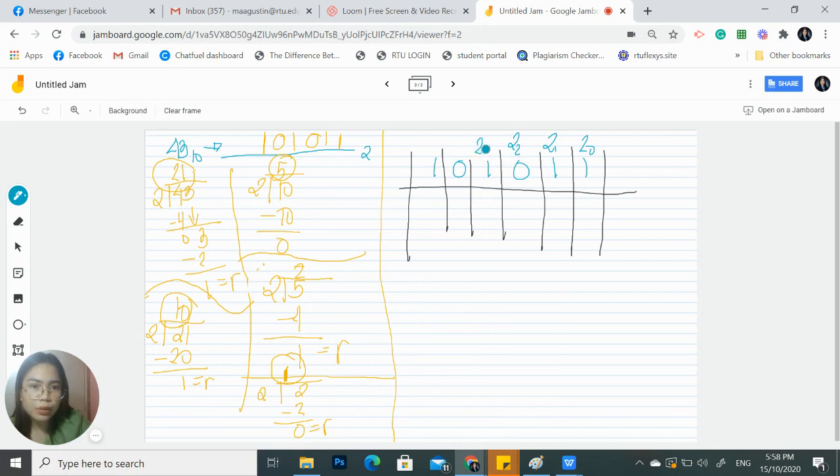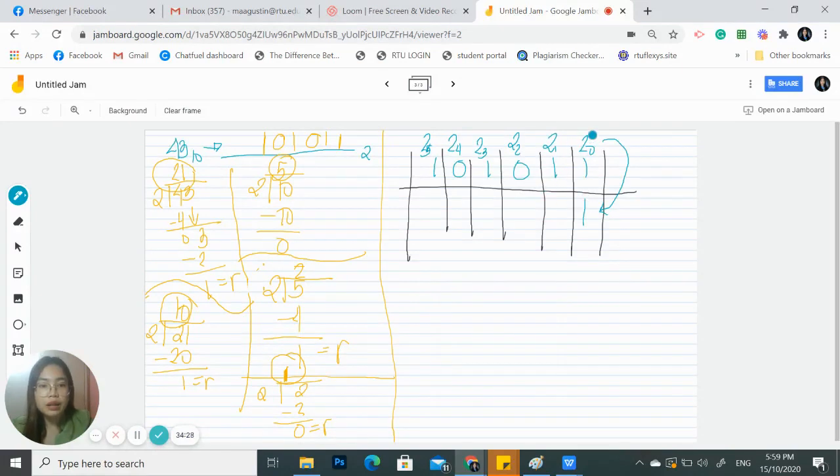Para hindi kayo malito, saan nanggagaling yung mga 1, 2, 4. So, ayun. Para hindi kayo malito kung saan nanggagaling yung mga positional value, no? Ito yun. Okay. So, definitely, itong mga to, may position sila. And ito yung equivalent nila. And ang equivalent nitong mga to ay ito.